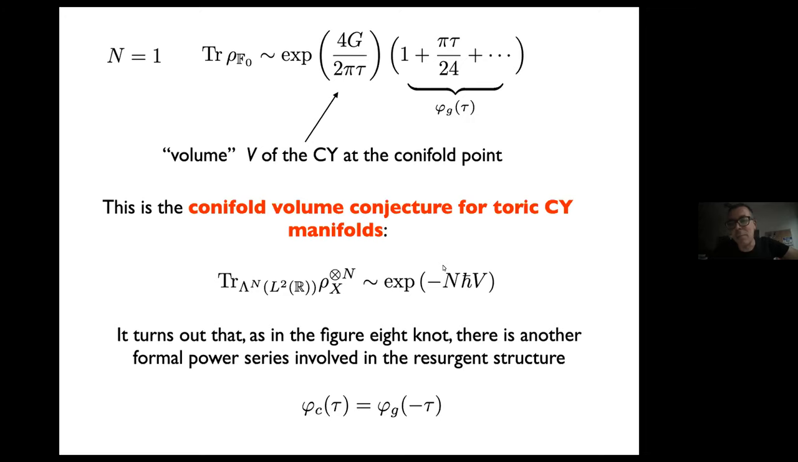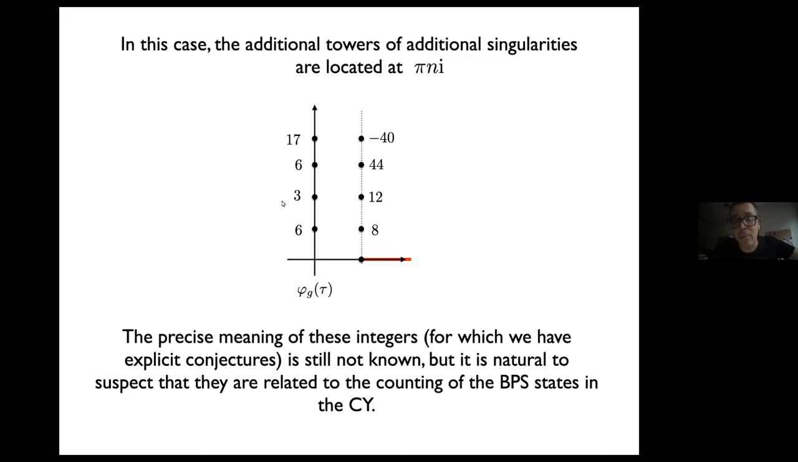So it turns out that there is this series here, phi g of tau, but when you analyze the resulting structure of singularities, you find that there is another series, phi c of tau, which are also related by this involution. And you can actually compute these Stokes constants, and they are integers. You can compute them very explicitly. You can actually make a conjecture that describes all these integer invariants. And these are really integer invariants defined by the genus expansion of topological string theory on this local Calabi-Yau manifold.